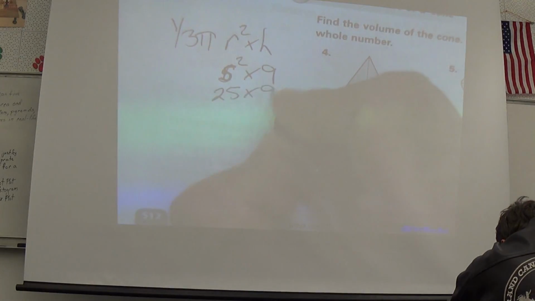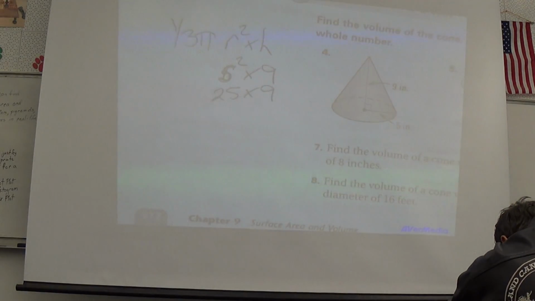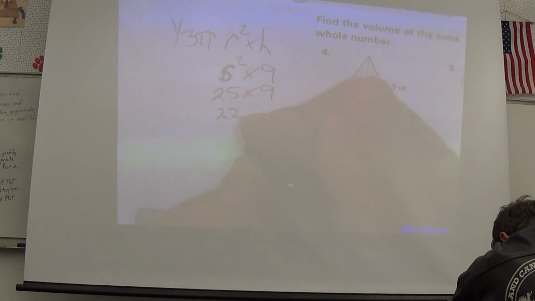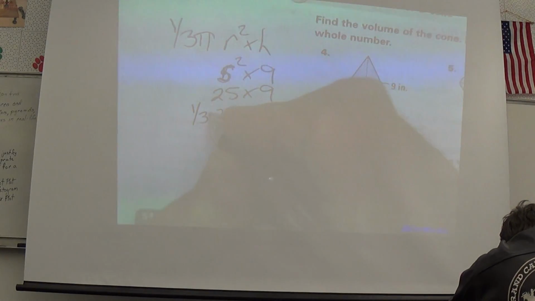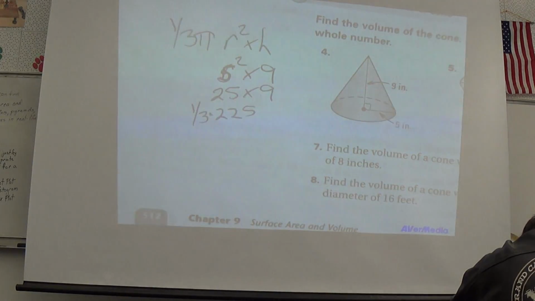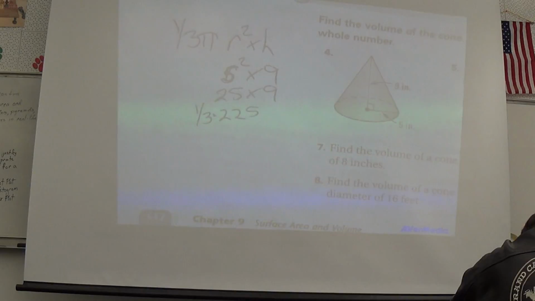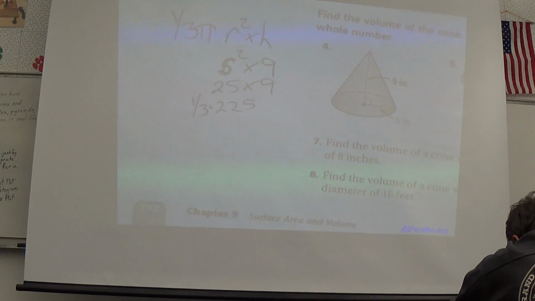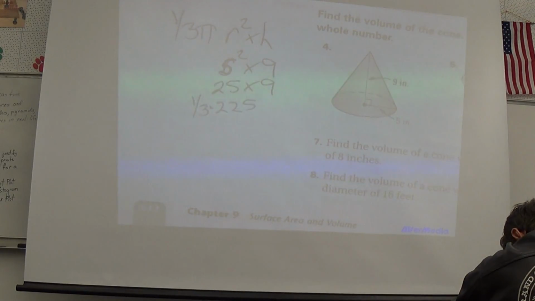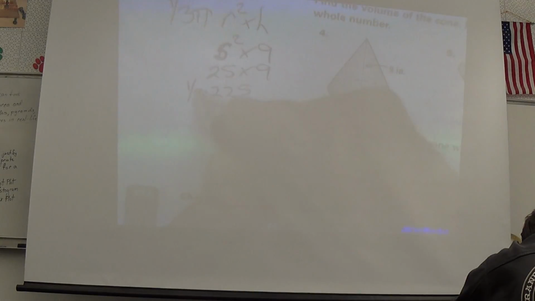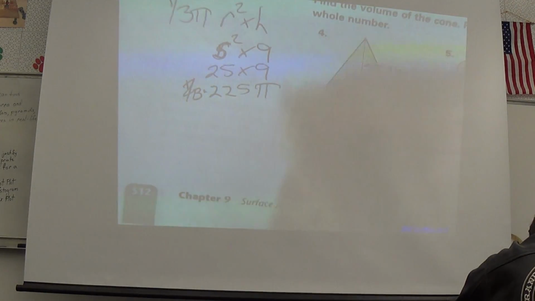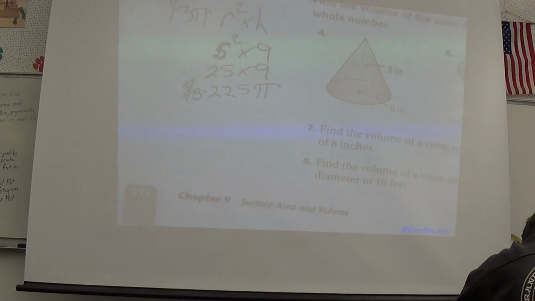If you take 25 times 9, what's that? 225. So that's 225. And then you have to take 1/3 of that, or take that number and do what to it? Times it by pi. Oh, you multiplied it by pi next, okay. So you multiplied it by 3.14, and you got what? 707.